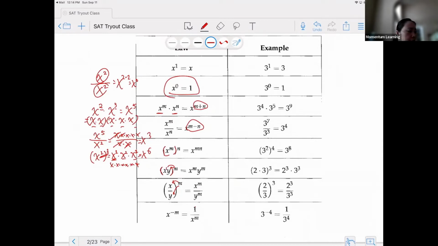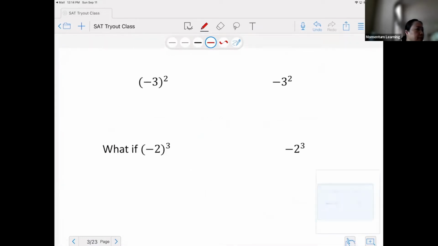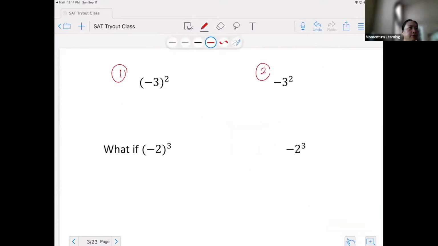Now let's look at some simple calculations, and then we'll do some real problems from previous ACT tests. Some quick ones, because students always confuse this. I want you to type in the chat what your answer is for 1 and what your answer is for 2. Label it so I know which answer is for which.